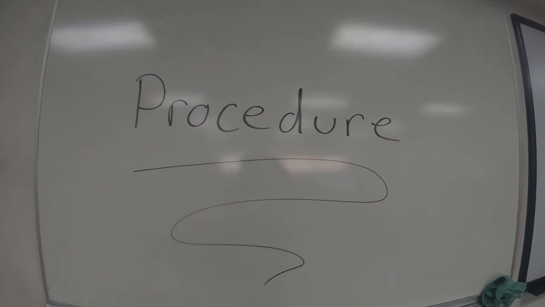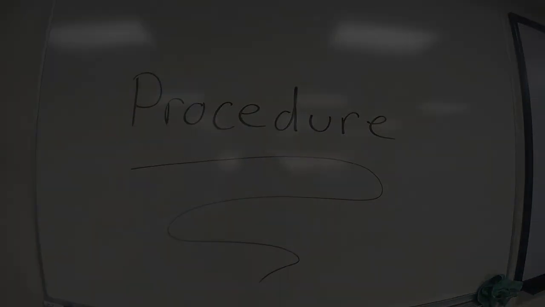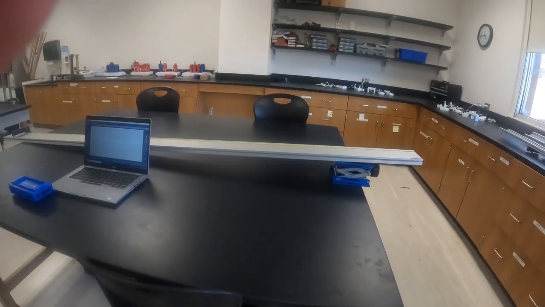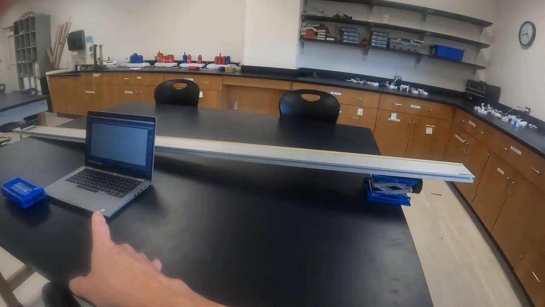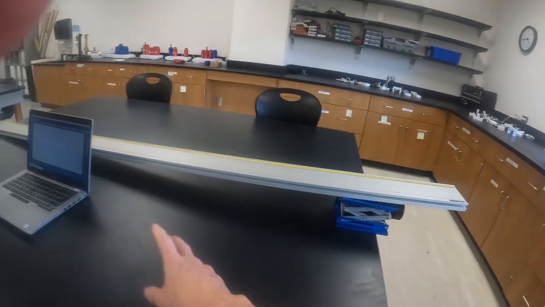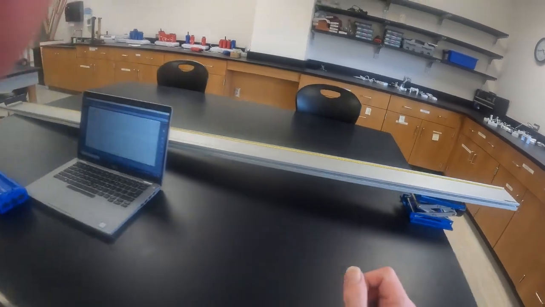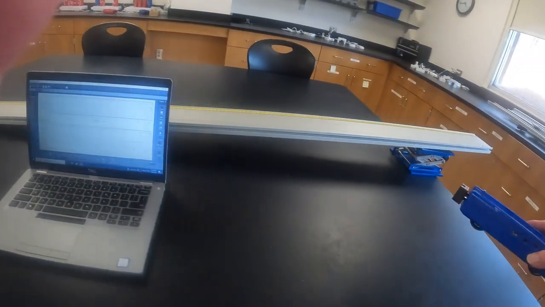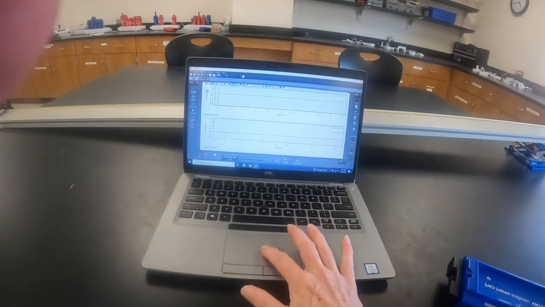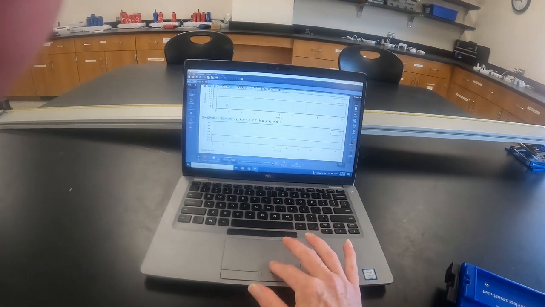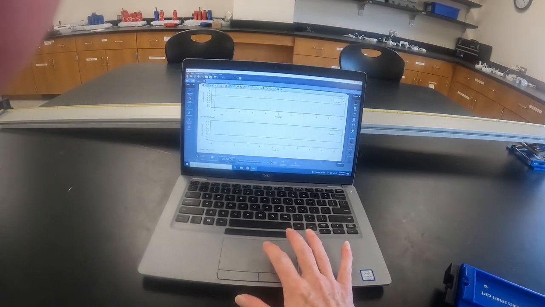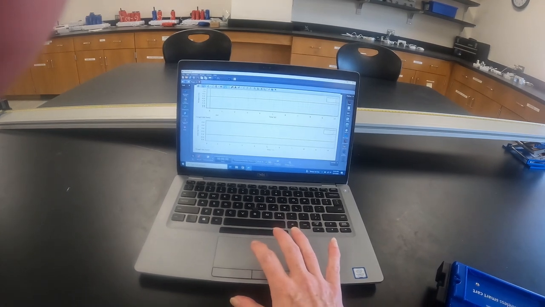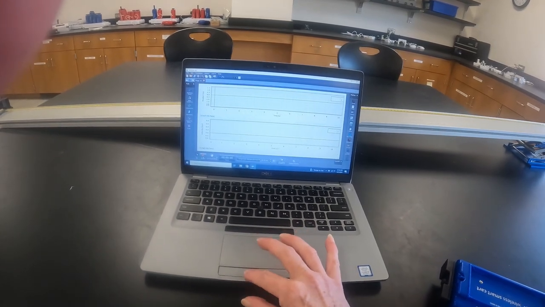Procedures. When the setup is complete, the laptop is talking to the smart car, and the ramp is elevated, we can now take data. Before we take data, I'm going to put up two of the kinematics plots, position and velocity. I will press record.